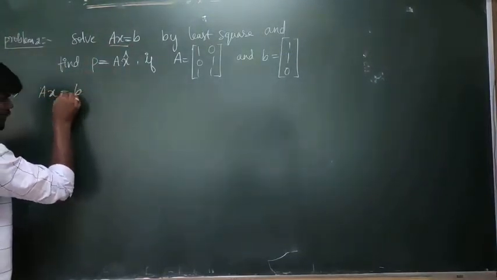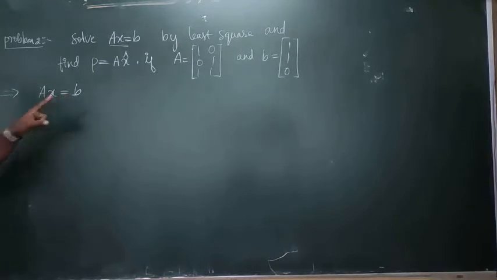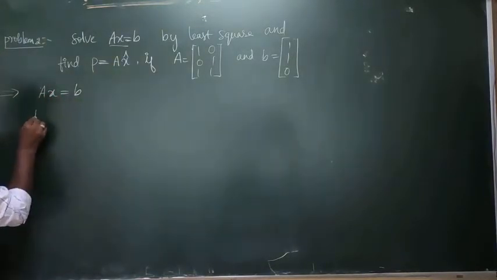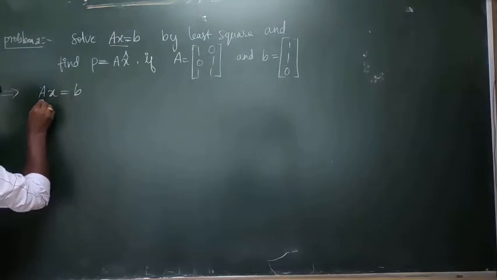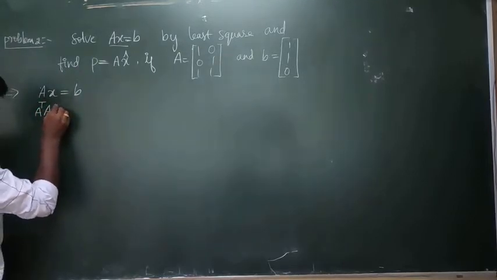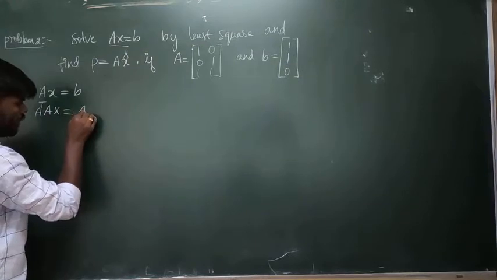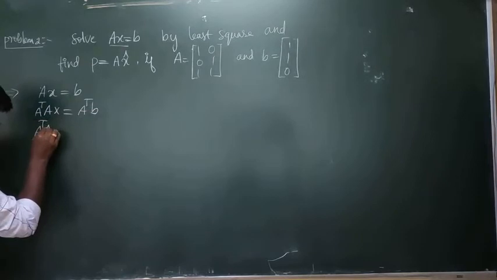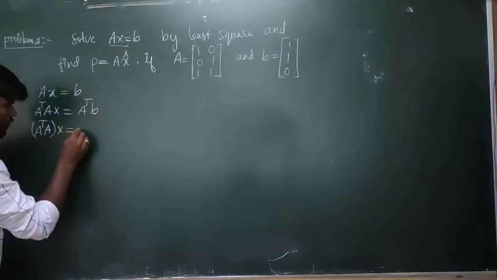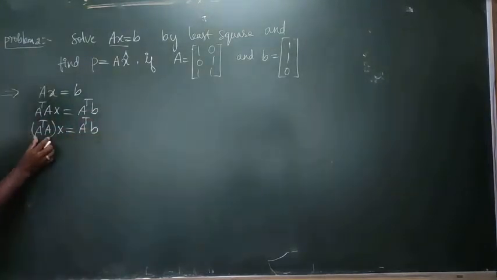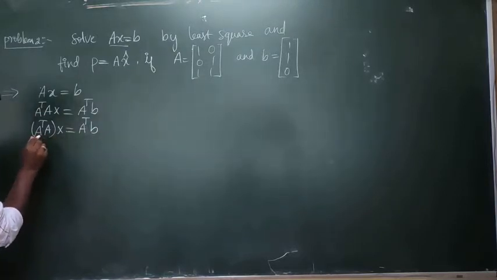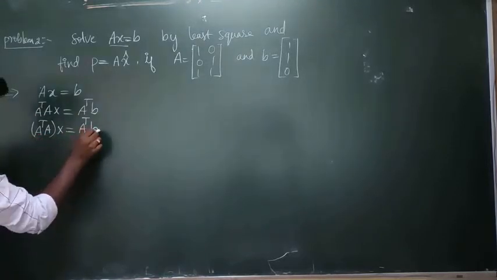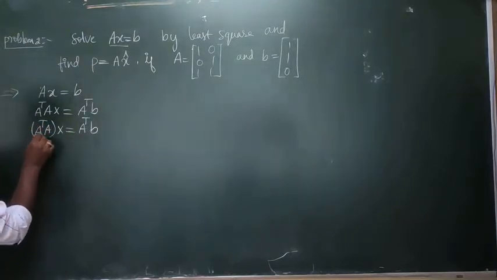Multiply A transpose on both sides, and we get A transpose A x = A transpose b. We group A transpose into A. Then we take this A transpose A term to the right side, where it becomes the inverse of A transpose A.